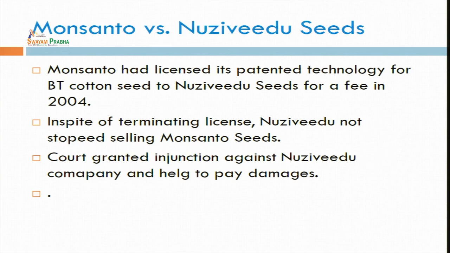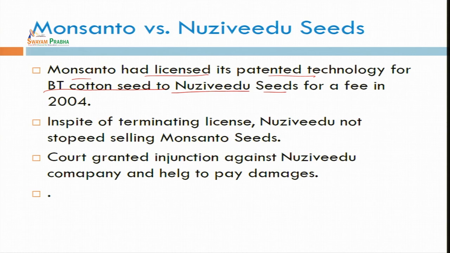So there is another case, which is Monsanto versus Nuziveedu Seeds. Here, Monsanto is, we can say, a big MNC which deals with seeds and fertilizers. Now it has also been taken over by Bayer. That company has licensed its patent technology for BT cotton seeds, which it sells to a number of companies in India. This Indian company, Nuziveedu, is another company which pays the fee to Monsanto and distributes all over India.